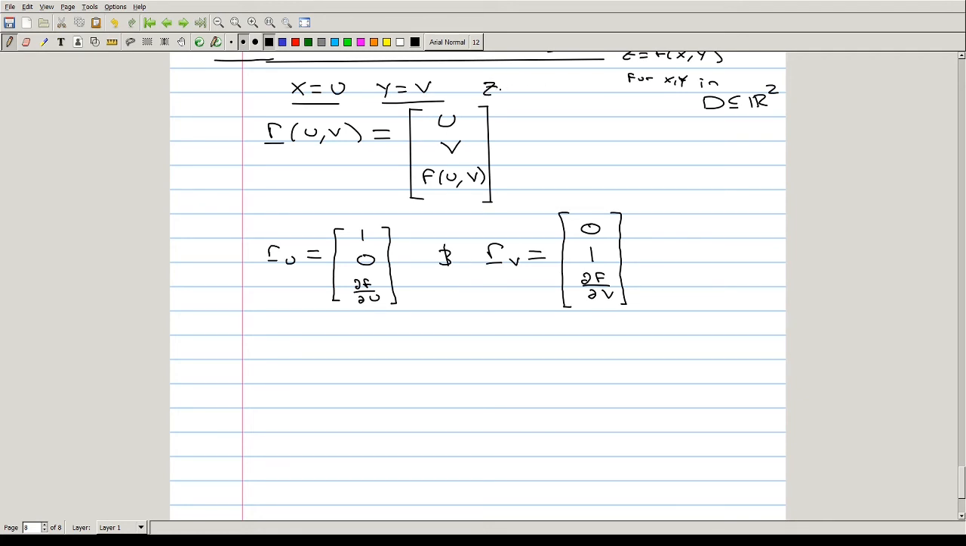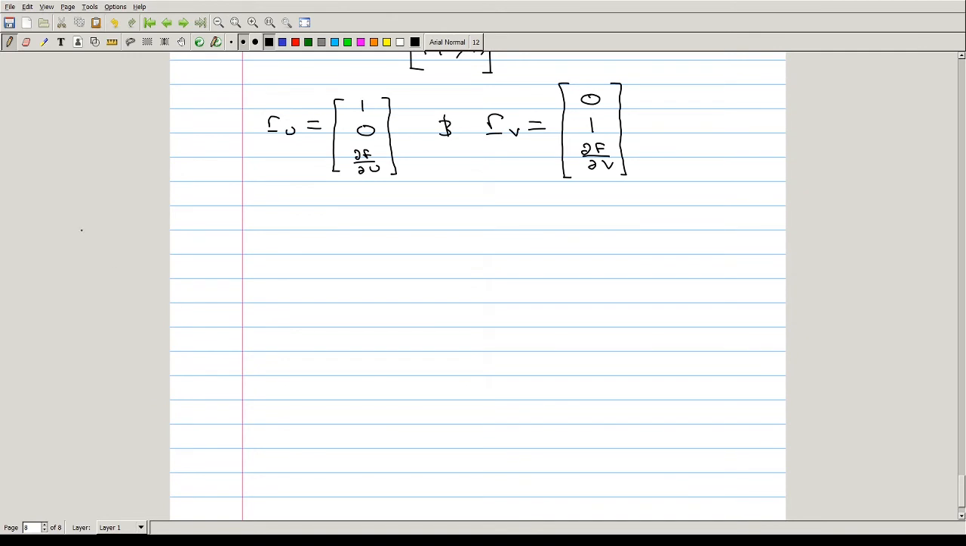Remember, this is because for our surface, z is equal to the graph of f of x, y, which in this case is f of u, v, if we identify x with u and y with v. So that means the normal vector to our surface is going to be the cross product of ru with rv. I shouldn't say the normal vector because it's not a unit vector in general. So we'll just go through and calculate this cross product, which will be perpendicular to the surface, not necessarily of unit length.